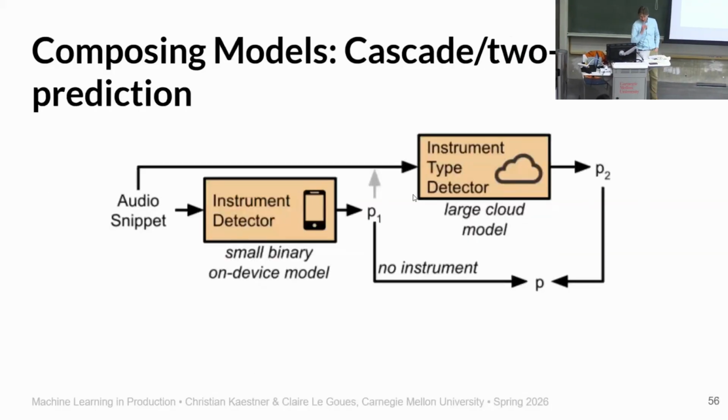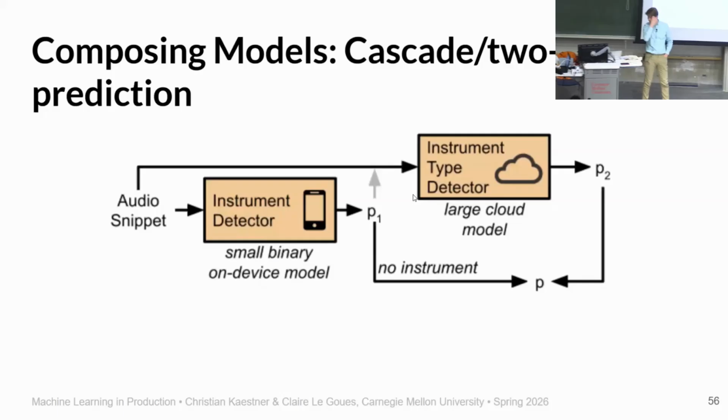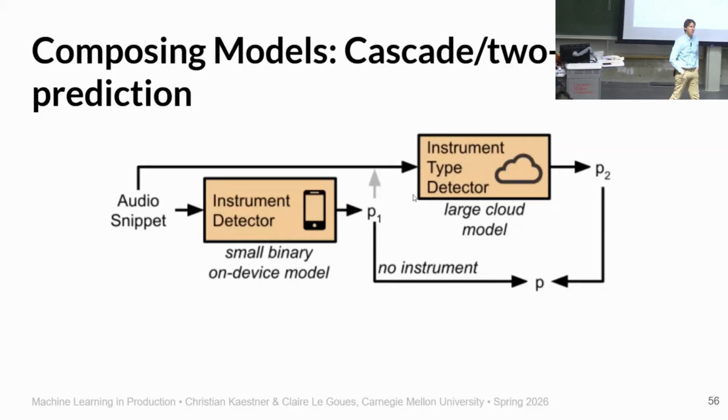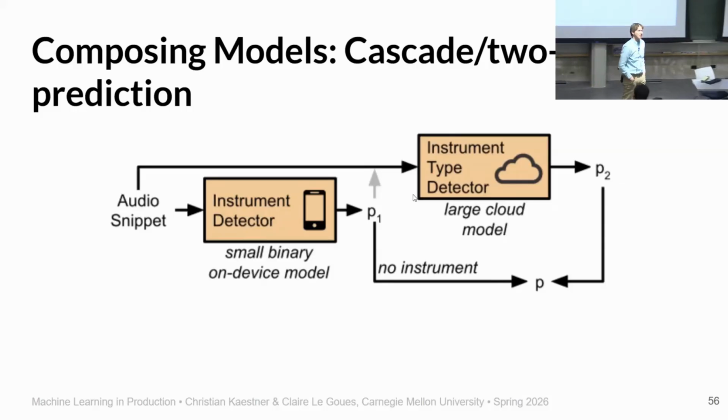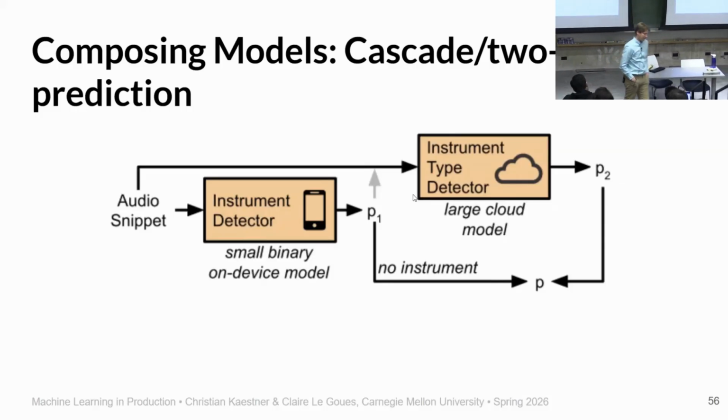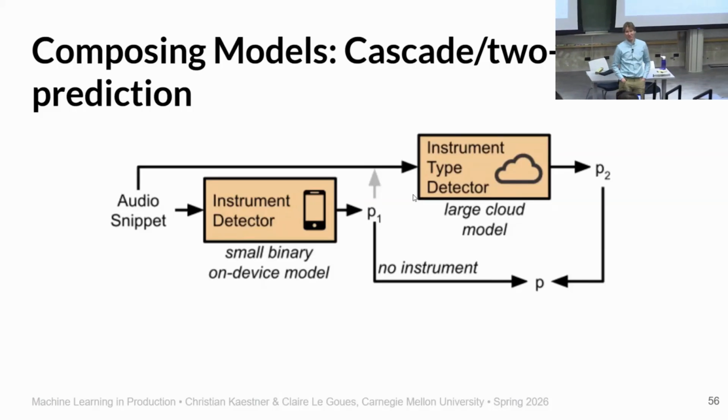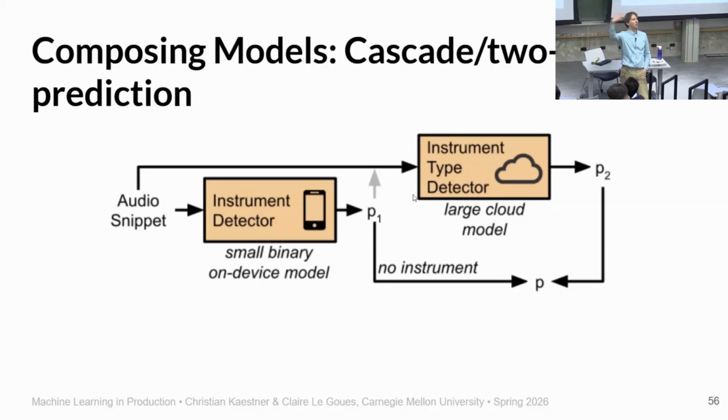Another way of using this was, by the way, called cascading or two-phase predictions, is combine a small model and a big model. Something like Amazon Alexa works like this, where there's a small model just looking for the keyword, the activation keyword, and then you have a big model to analyze the text that comes afterward.